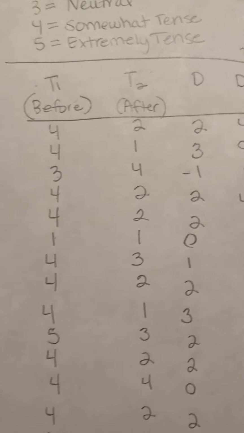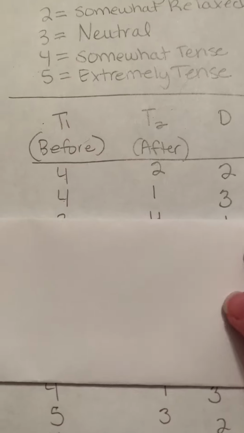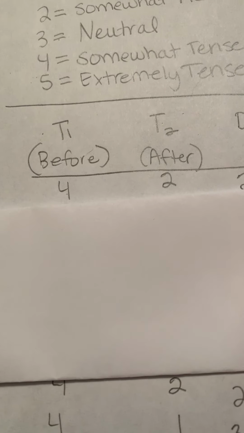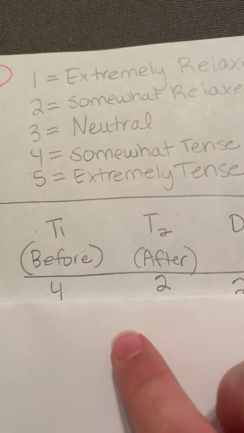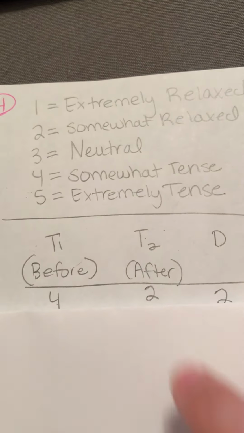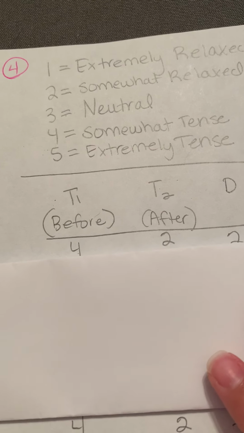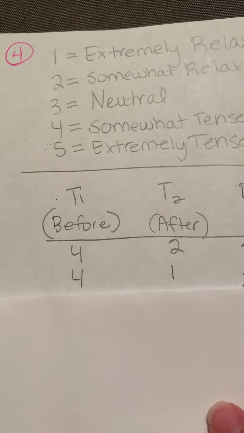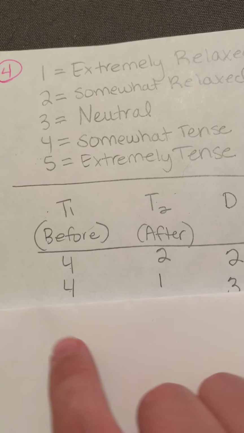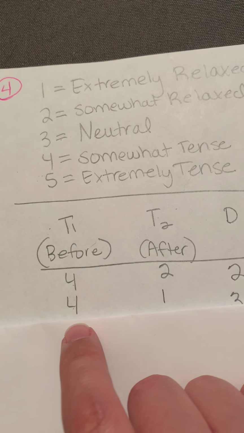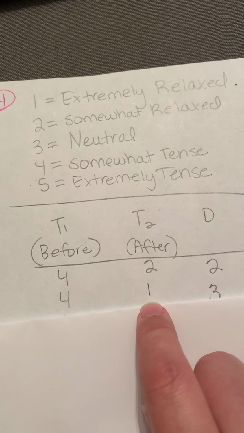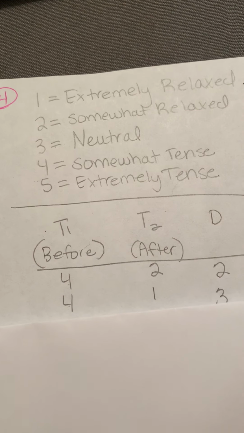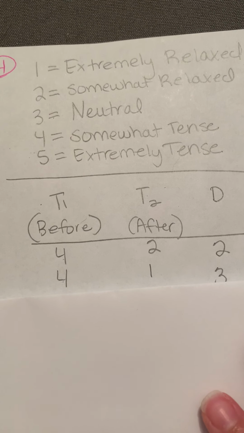And so this was the data. I coded each of that. Each of these pairs here represents one person. So this person, before the meditation, was somewhat tense. After the meditation, they were somewhat relaxed, so we definitely did see a decrease in tension. Each of these pairs of scores represents one person. This person was somewhat tense before the meditation and then extremely relaxed after. I coded that as such so we can actually calculate the data and answer this research question.